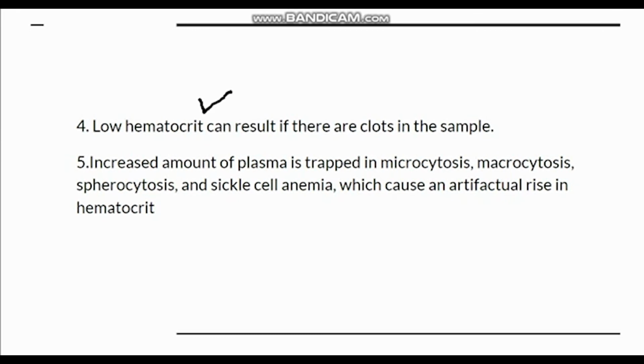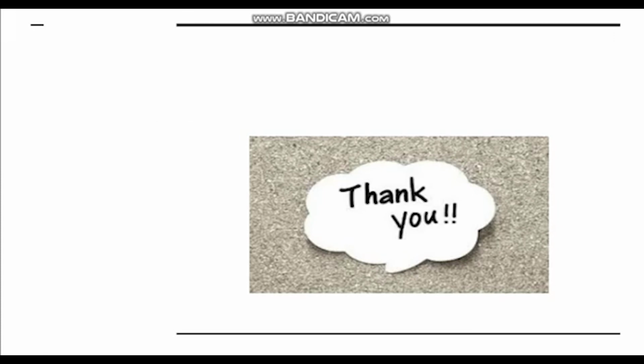Low hematocrit can also occur if there are clots in the sample. If the RBC morphology is changed, like in microcytosis, macrocytosis, spherocytosis, and sickle cell anemia, plasma gets entrapped within the RBCs, and there is an artifactual rise in hematocrit. So, if the RBC morphology is normal, we can report the hematocrit as it is. But if it is varied, we have to check whether any sickle cells or spherocytes are present. Okay, so this was all about the PCV or hematocrit.